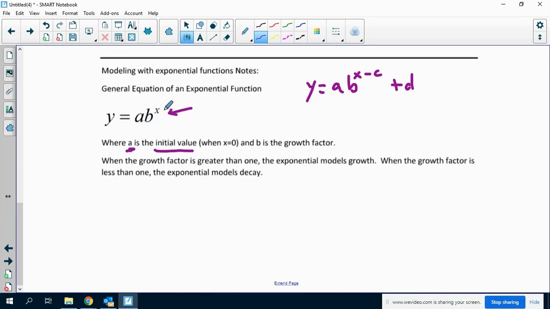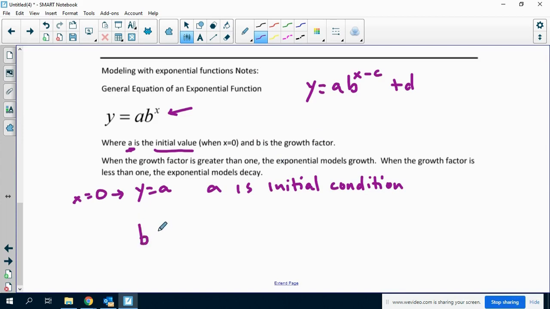So remember, when x is zero, b to the zero would make that one. So when x is zero, y equals a. And that means that a is the initial value or initial condition, or what's happening at the beginning. Okay. And then b is the growth factor.